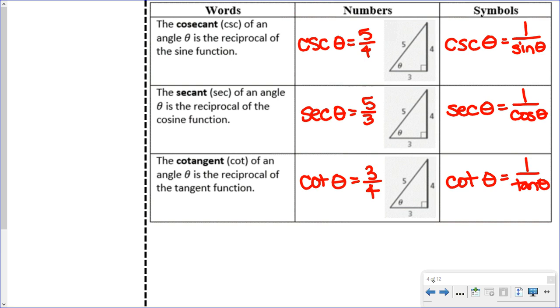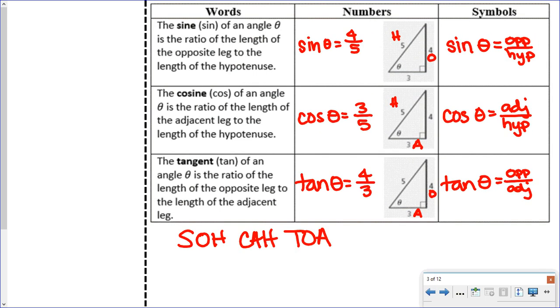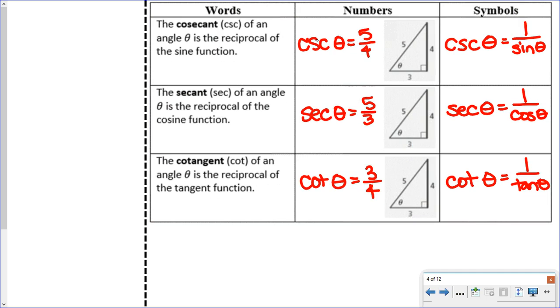So once you get SOHCAHTOA, sine, cosine, and tangent, you get those ratios from the picture, then you can find cosecant, secant, and cotangent by doing the reciprocals of all of those. So cosecant is the reciprocal of sine, secant is the reciprocal of cosine, cotangent is the reciprocal of tangent.